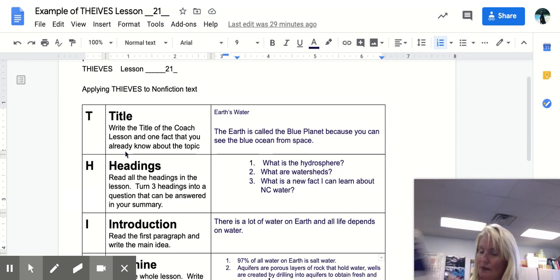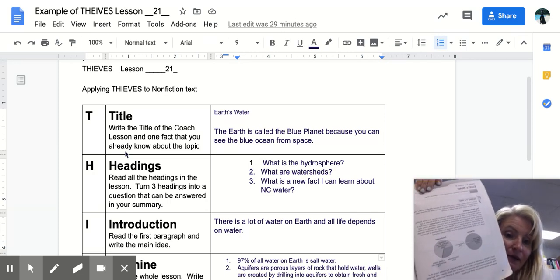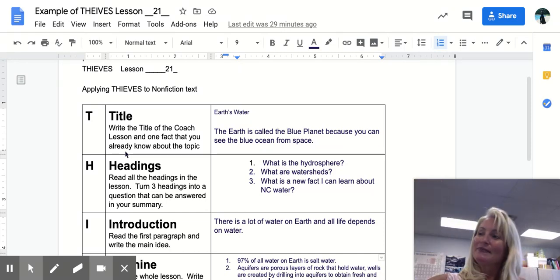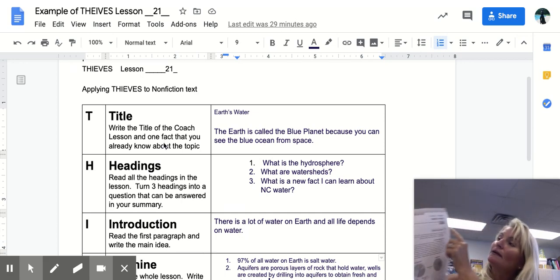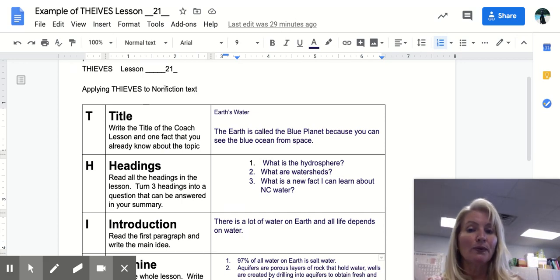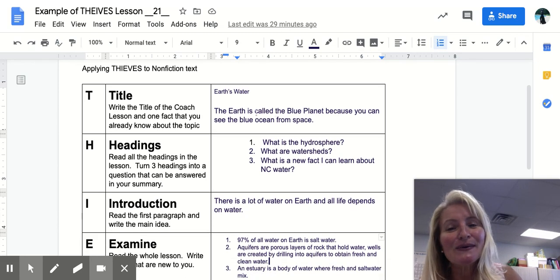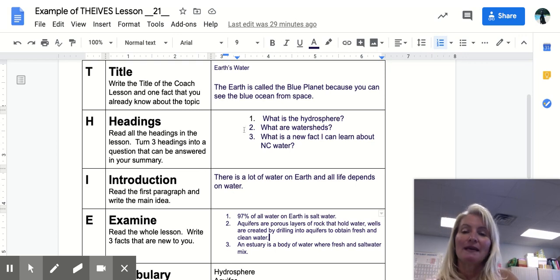Lesson 21 is on page 128. You should have a textbook. I highly recommend that you open your textbook to page 128 and follow along with me. So, T stands for title. It reads, write the title of the coach lesson and one fact that you already know about the topic. Well, the title is Earth's Water, and I wrote it here. And as you reflect on Earth's water, there are literally millions of things that you could write. I chose to write the Earth is called a blue planet because you can see the blue ocean from space.